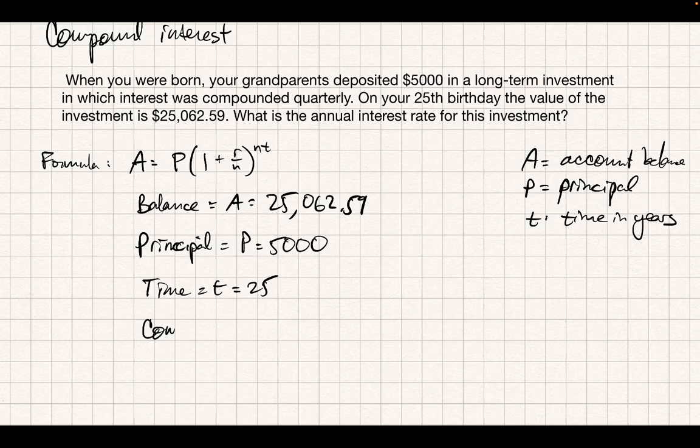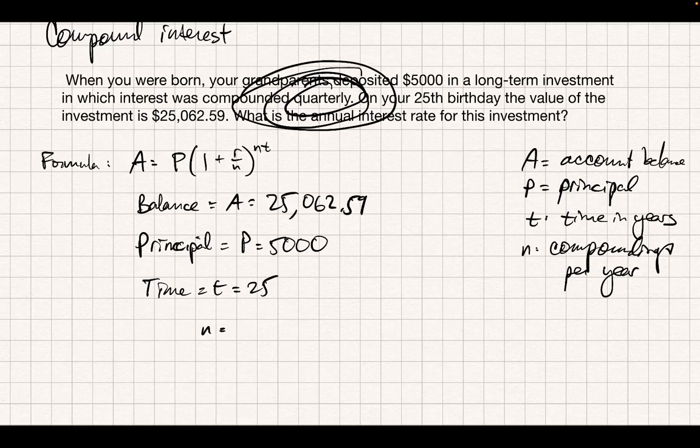So what is n? n is the number of times compounded per year. So quarterly, so it'd be 4. I'm going to write n equals 4. Why? Because it's quarterly. Quarterly means 4 times per year. So the r is what? r in this equation is what?